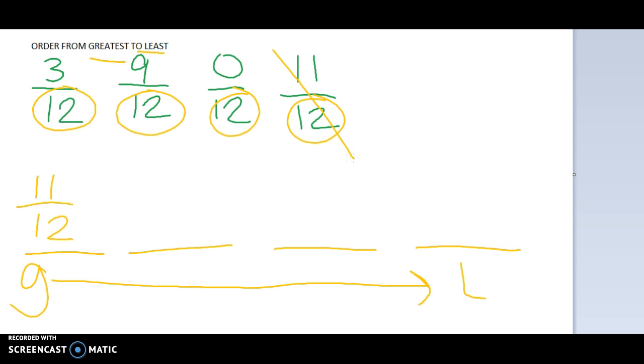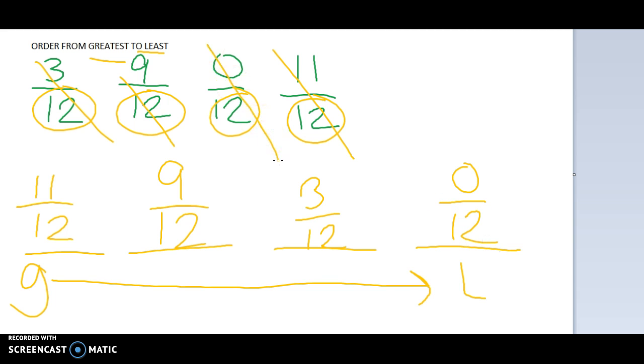Of my remaining numerators, 3, 9, and 0, 9 would be the next biggest, 9/12. Then 3/12, meaning 0/12 is our smallest fraction.